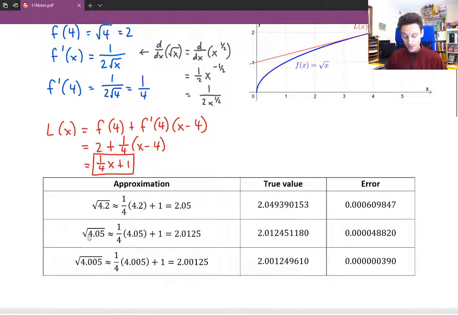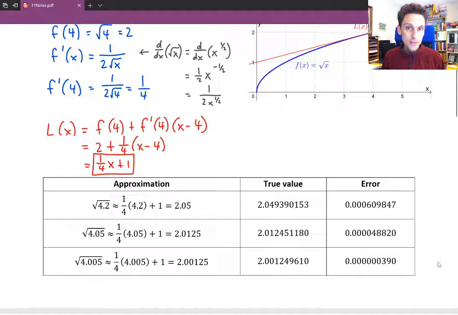Let's get even closer to the point of tangency. If you plug in 4.05 and use the tangent line for that instead, notice that the difference between the approximated y value or output and the true value is very, very small, even smaller than before as you get close to the point of tangency. 4.005, even closer. The error between the approximation and the true value is even less.